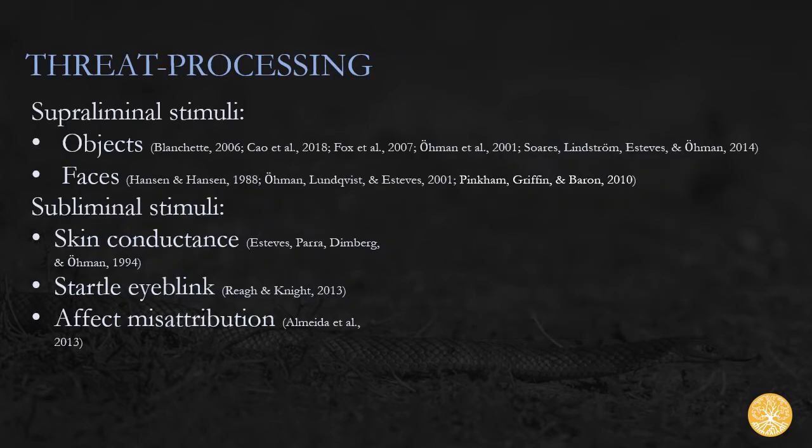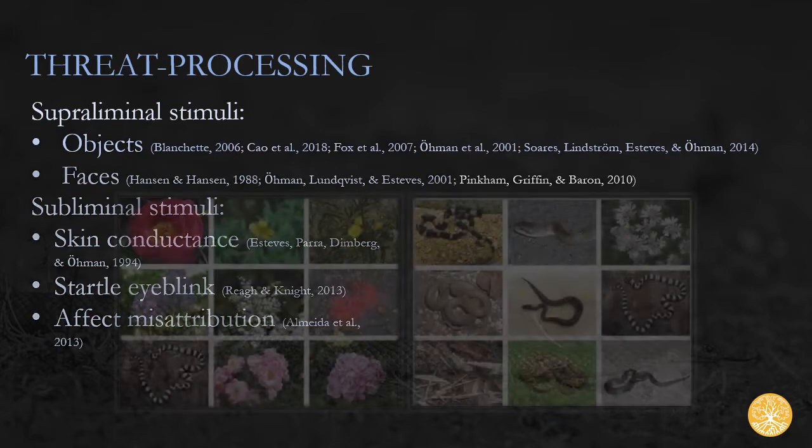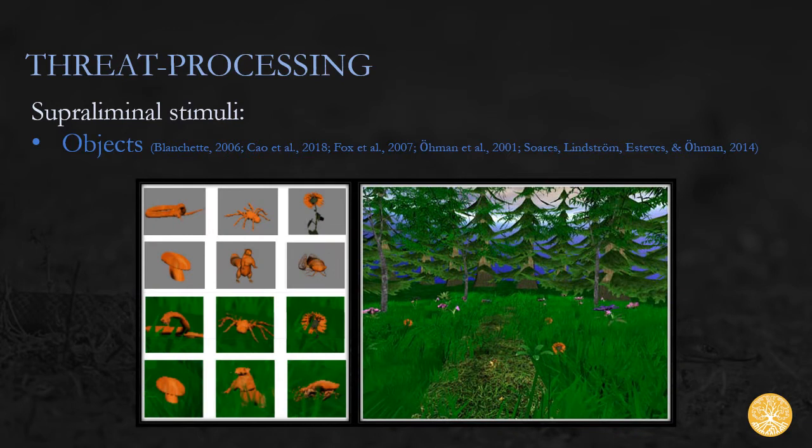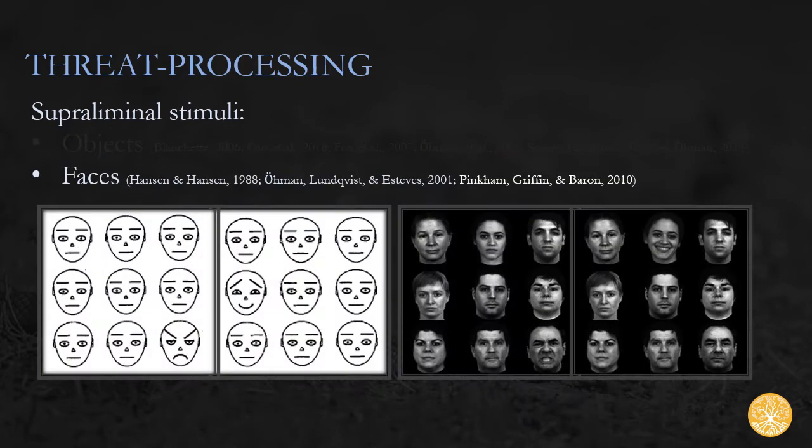And this effect has been found in research using both subliminal and supraliminal stimuli. So supraliminal stimuli can be things like objects. So people are faster to find these snakes embedded amongst these flowers than flowers embedded amongst these snakes. And even with things presented in virtual reality, people are still quicker to find the threatening thing than the non-threatening thing. They also find the same effect for faces. People are faster to find the angry face embedded amongst the neutral faces than they are to find the happy face embedded amongst the neutral faces.